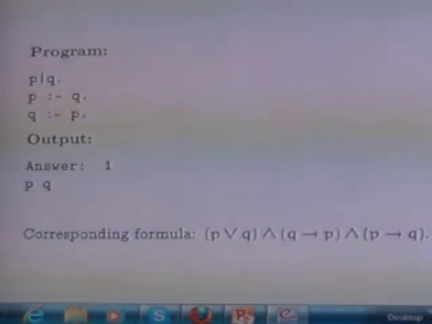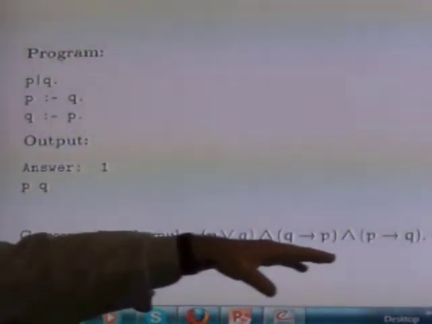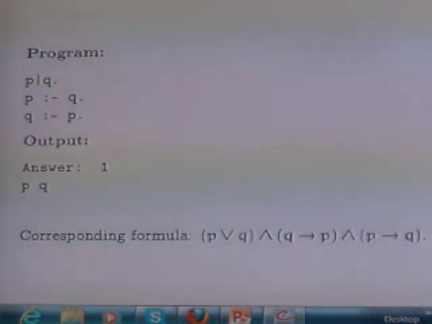So it's a little different. This input program can be represented by this formula in the syntax of propositional logic, and if you take this formula and apply the definition of a stable model to it, it will justify this answer.